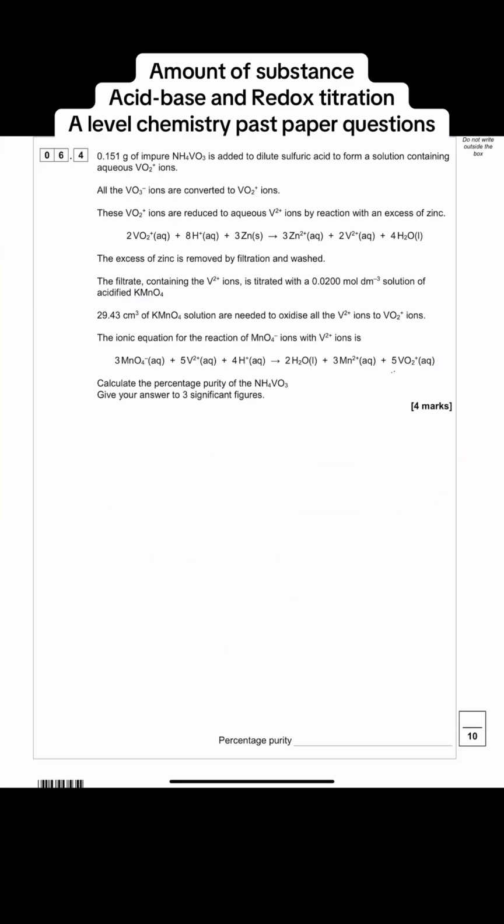This is another question from the same paper, which is also amount of substance, but this is about redox titration. Again, it comes with a lot of text, and we need to simplify this text into the important steps. So first of all, they provide you with a certain sample with a certain mass, which is 0.151 gram of impure NH4VO3. And then there are several conversions, and you only need one of these steps.